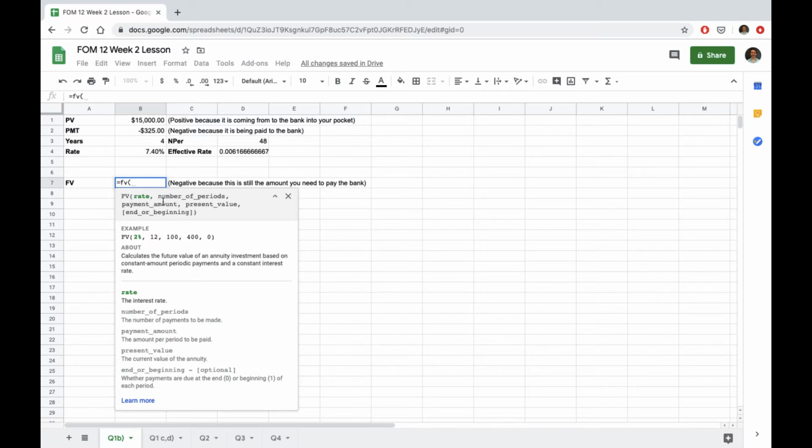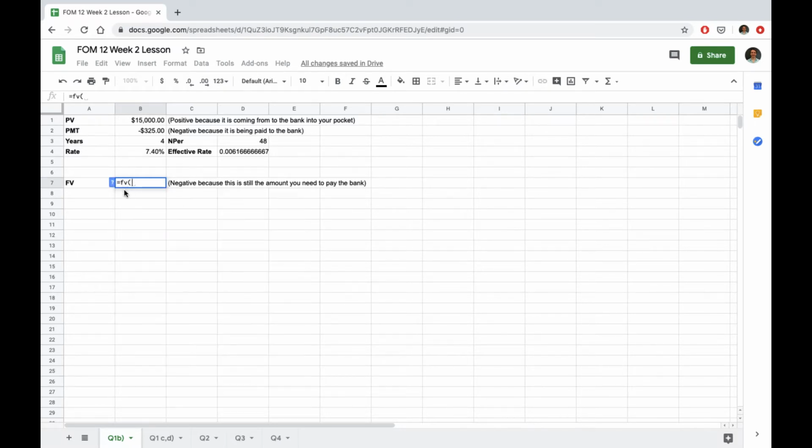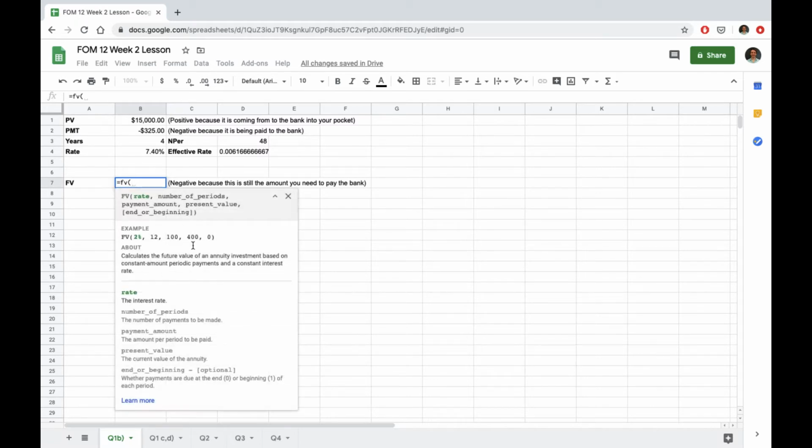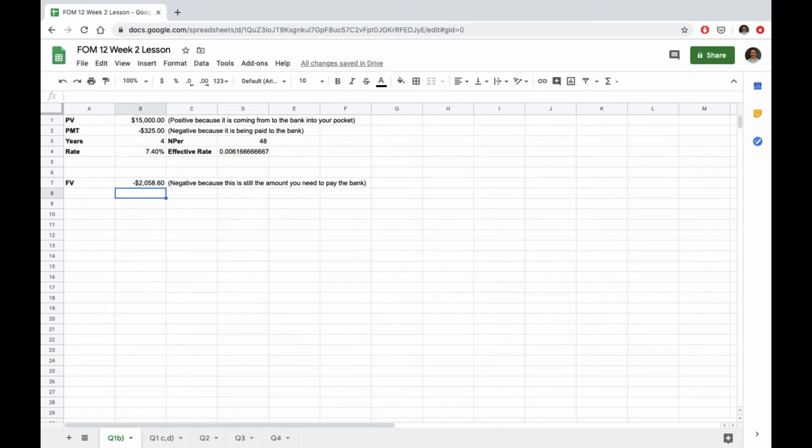A reminder, if you don't see this when you open up your function or when you type it in, there should be a little question mark here you can click, and this should pop up. When we click on the rate, we want to make sure it's the effective rate, number of periods, payment amount, present value, and these payments are being made at the end, so we put a 0 here, close our bracket. As we can see, Jim owes $2,058.60 still. This is negative because this is the money he still needs to pay the bank.